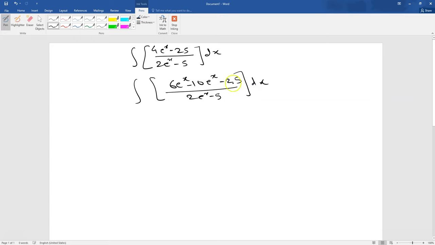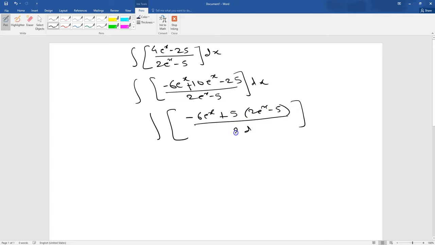Now this will give you minus 4, but this should be plus and this should be minus then, right? That way this will be 4 e raised to x. Now why did I do that? If you now look, this 6 e raised to x will be as it is, but from this you can basically take out 5 common, and then 2 e raised to x minus 5, and then dx. Correct.